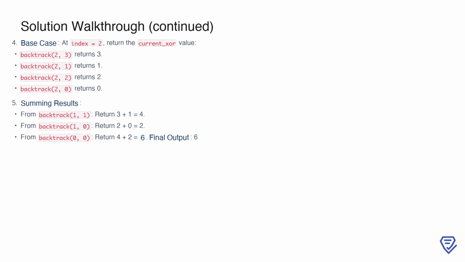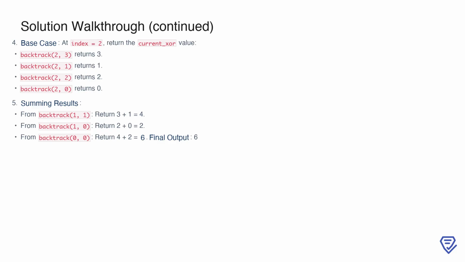Now, at index 2, we hit the base case of our recursion. Here, the current XOR value is returned as it represents the XOR total for a specific subset. For instance, the call backtrack(2, 3) returns 3, backtrack(2, 1) returns 1, backtrack(2, 2) returns 2, and backtrack(2, 0) returns 0. These values correspond to the XOR totals of subsets formed in earlier steps.